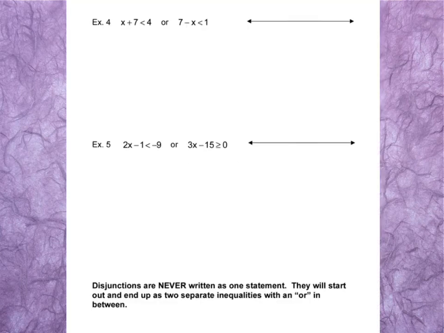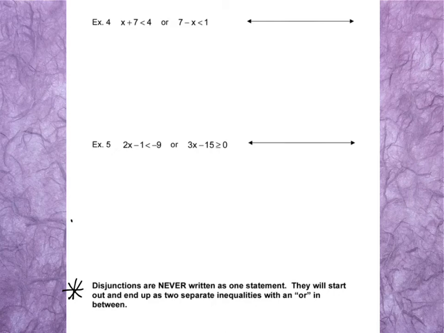Now we go to disjunctions. We know in this case, if you look down here at the bottom, disjunctions are not written as one statement. They're going to start out and end up as two separate inequalities with the word or between them. Later when we do absolute value, greater or goes together. Okay, two separate equations, solve them like we did in section 1-2.